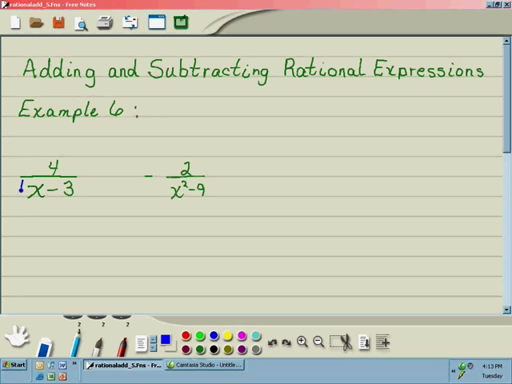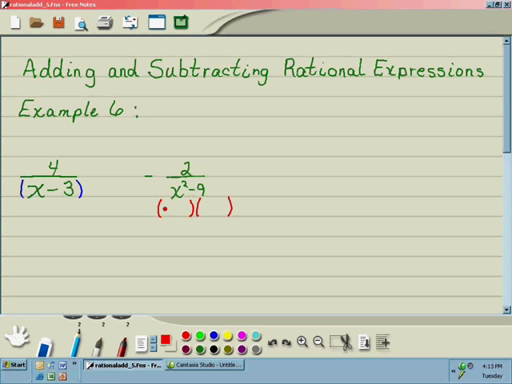The first one, x minus 3, is in factored form. It does not have a common factor, and x minus 3 does not factor further. The second denominator is x squared minus 9. It does not have a common denominator, but this will factor further as the difference of two squares.